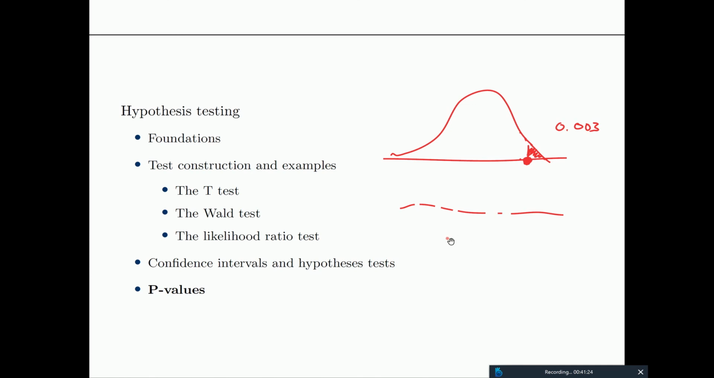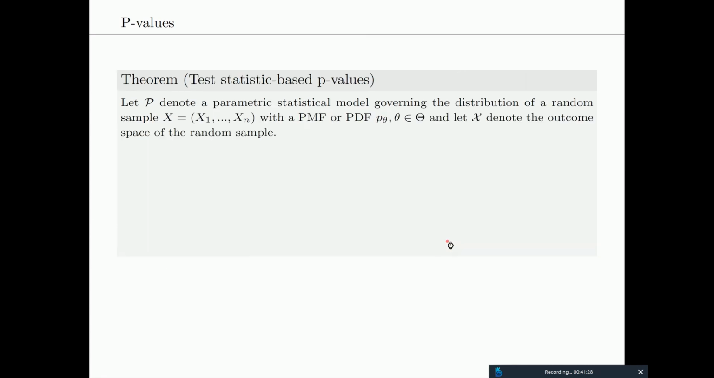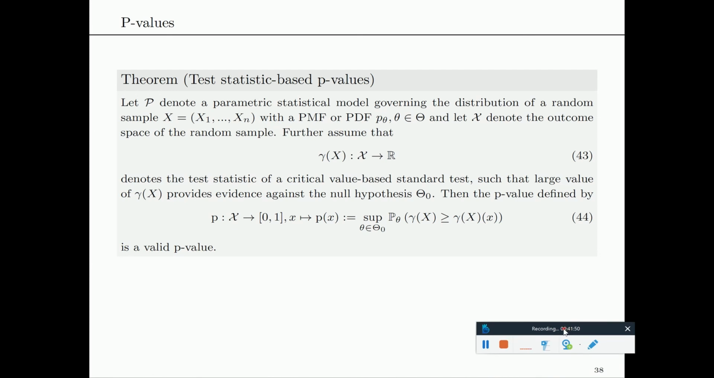And based on this logic, the p-value is always defined as the largest value over parameters in parameter space, such that the probability of the test statistic to be larger than the observed value of the test statistic. But I think we should stop here.